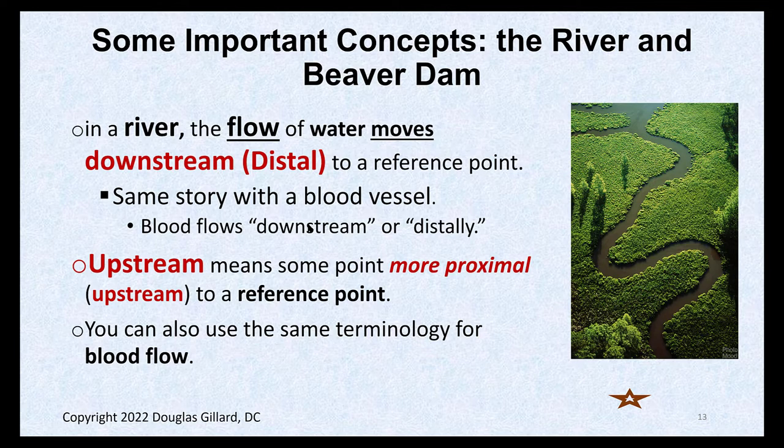Some other important concepts about this beaver dam is the concept of blood flow. Just like a river, blood flows downstream from some reference point. Let's say the heart is the reference point. Blood flows downward and upward away from the heart. That's called distal. Blood flows distally. And the blood that is up from a reference point, up higher, that's proximal to a reference point. A reference point could be an atherosclerotic lesion that's plugged up the artery. So if you reference it, you have a downstream and you have an upstream. An AKA for downstream is distal, meaning more distant. AKA for upstream is proximal.